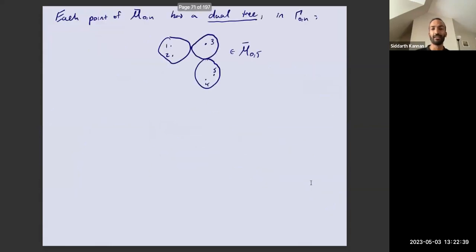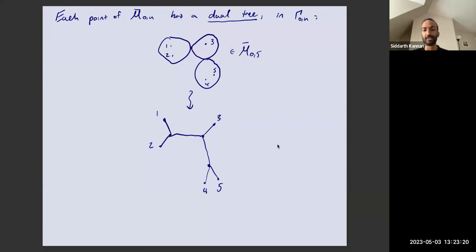So this is somewhat informal. Let's look at a picture. Here's a point of M05 bar. It's a tree consisting of 3 P1s glued together at these nodes, and each component has at least 3 special points, because these nodes also count as special points. And each point in this moduli space has an associated combinatorial object, which is the dual tree. You put down a vertex for each irreducible component, you connect them by edges for the nodes, and then you add degree 1 vertices keeping track of the distribution of marked points.